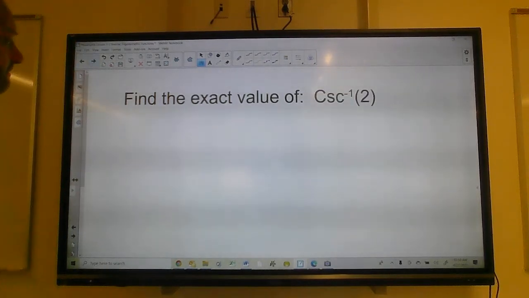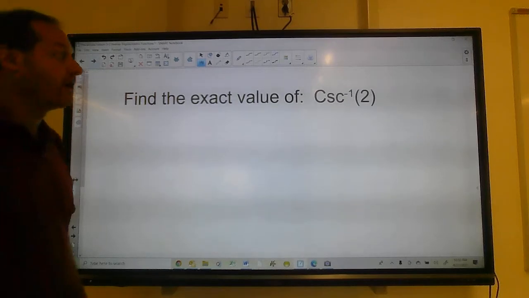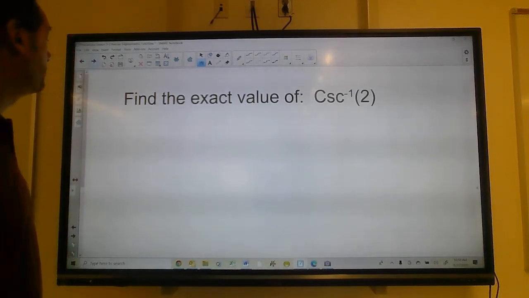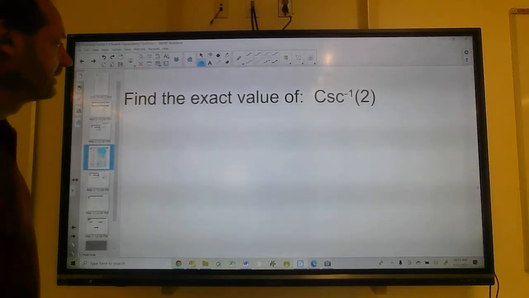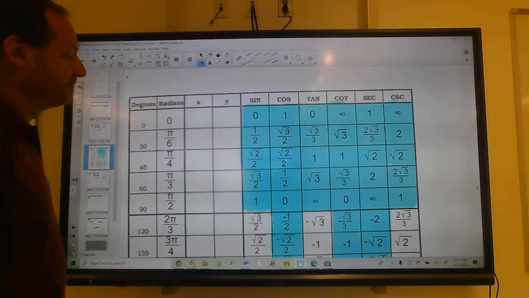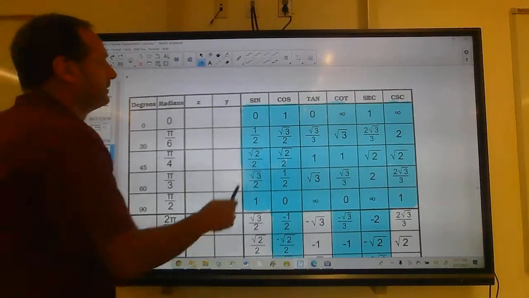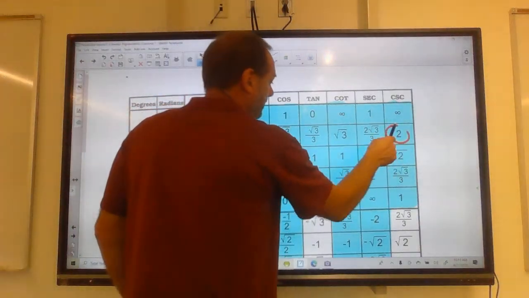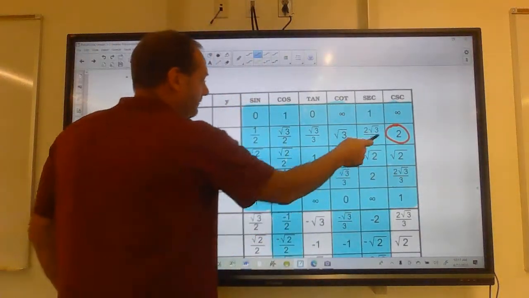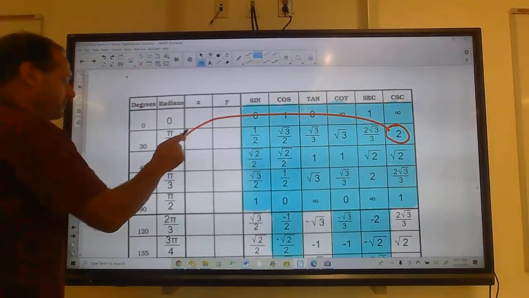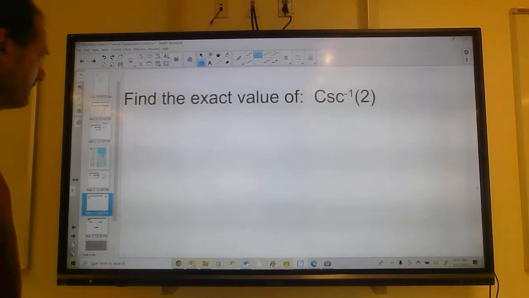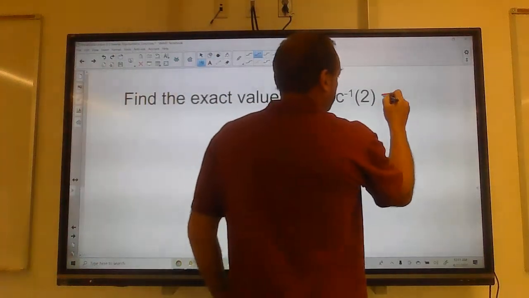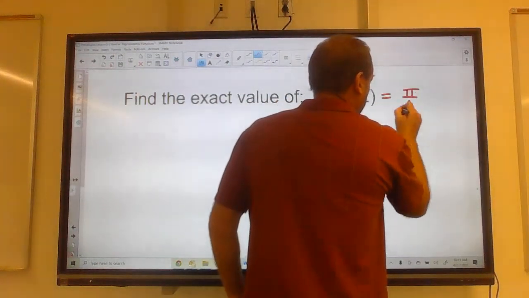Okay, find the exact value of the arc cosecant of 2. And I think that one might be on our chart. So let's go back and look. Yeah, arc cosecant of 2. It's going to be right here, right? So arc cosecant takes me back here, pi over 6. So this is an easy one to do. It's just pi over 6.